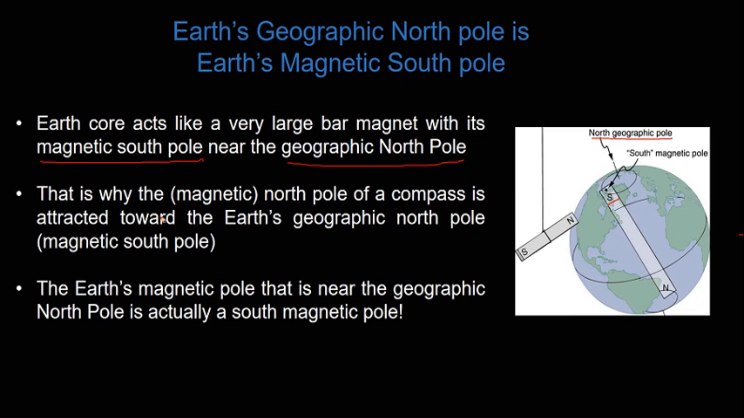And this is the reason why the magnetic north pole of a compass always points towards the Earth's geographic north, which is actually the Earth's magnetic south. So in the end, the Earth's magnetic pole that is near the geographic north pole is actually a south magnetic pole, and this is an important point. The geographic north pole is actually a south magnetic pole for the Earth.